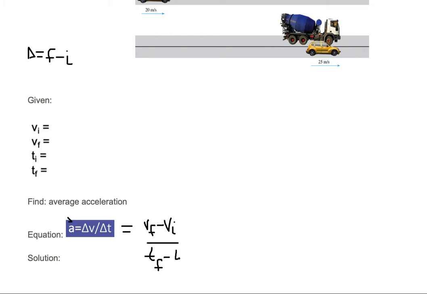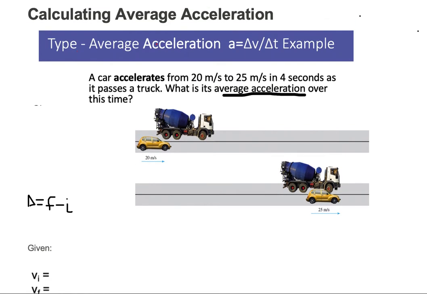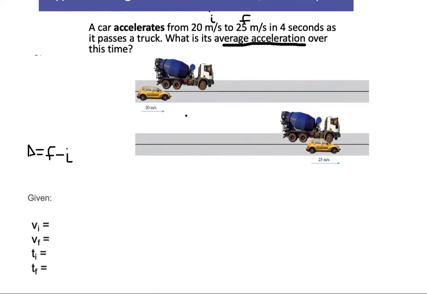Now that we know what we need to find, we've chosen our equation. Now we know we need to find V's and T's, velocities and times. So we go back to our problem and see what we have. We're given 20 meters per second and 25 meters per second and 4 seconds. So we know by the units, meters per second, that that is a speed. So now we need to determine which one is the initial and which one is the final speed. It says a car accelerates from and to. So the 20 meters per second is initial and the 25 meters per second is final. So we just need to substitute that in.